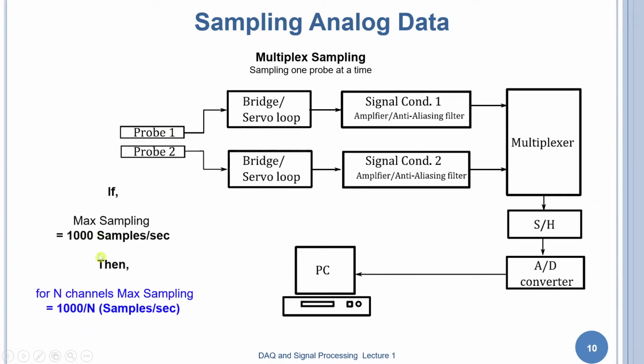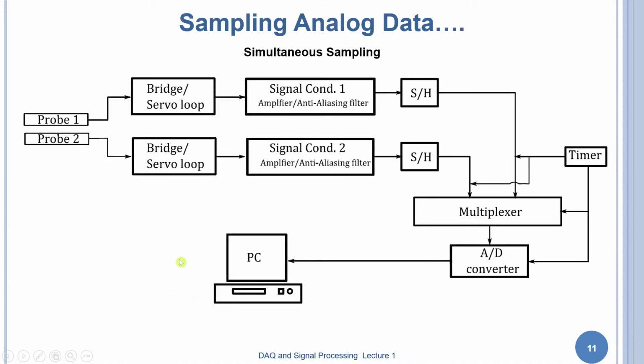For example, if you have 1000 samples per second as your maximum sampling, and you have n number of channels, that maximum sampling will come down. So if there are n number of channels, your maximum sampling will be 1000 divided by n.